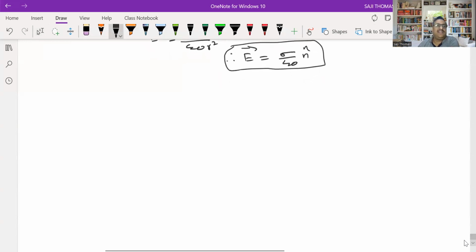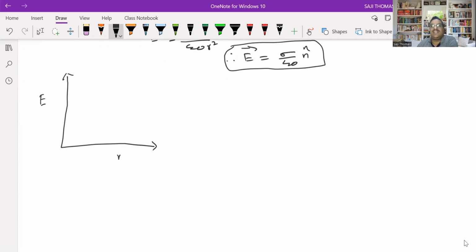See, I take electric field along y-axis, distance along x-axis. You know, inside the shell, you consider from the center till the surface, till distance capital R, electric field is 0. So in the graph, you can represent electric field is 0 till this distance capital R. And at the surface, what is the electric field? Sigma by epsilon 0. That is a constant only.